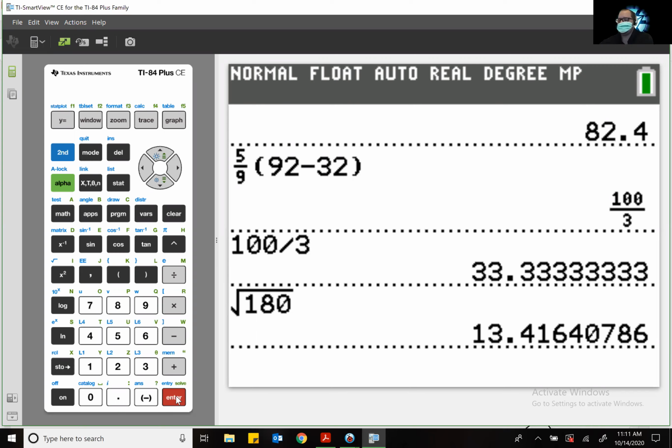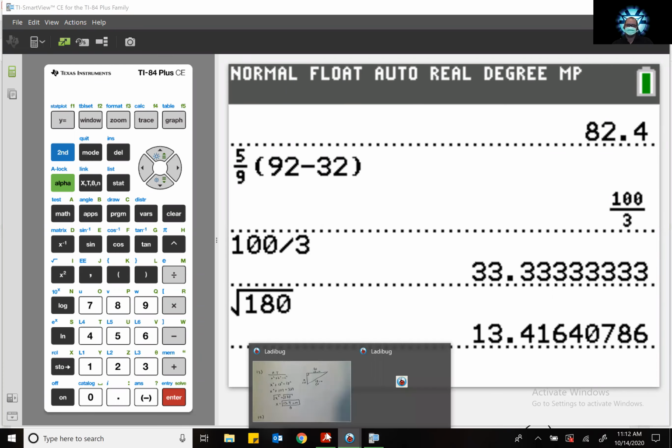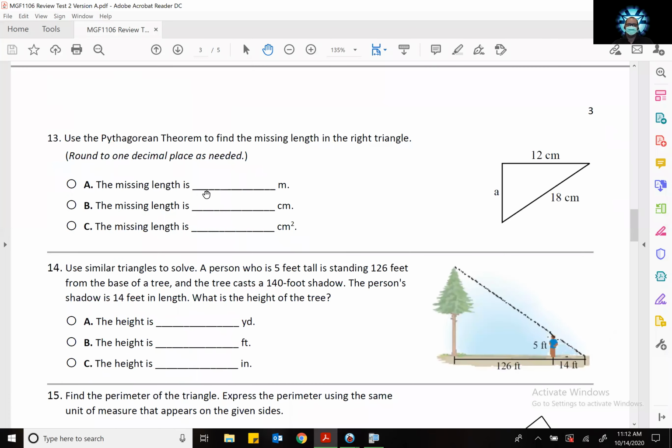Rounded to 1 decimal place. Is it 13? 1 decimal place. So it's not 13. It's 13 point what? Oh, 13.4? You got it. So you select answer B, and you put 13.4 in the blank. And there you go.